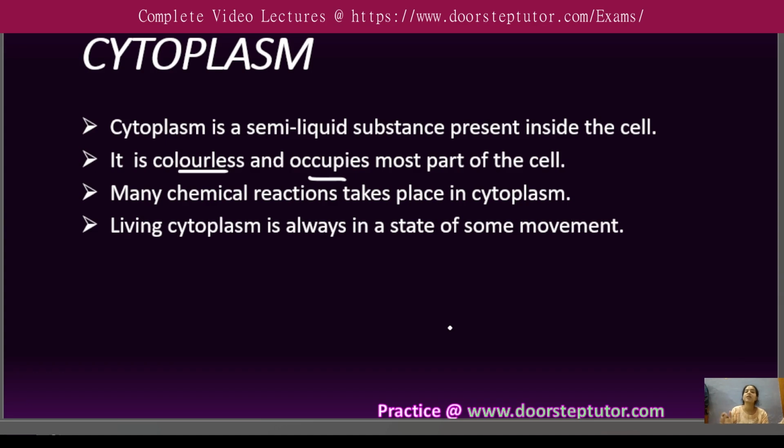So what happens in a cell? A semi-fluid substance is present inside that cell, known as cytoplasm. It is colorless and occupies most part of the cell. Many chemical reactions, we can say catabolic reactions or anabolic reactions, all metabolic reactions take place in the cytoplasm.